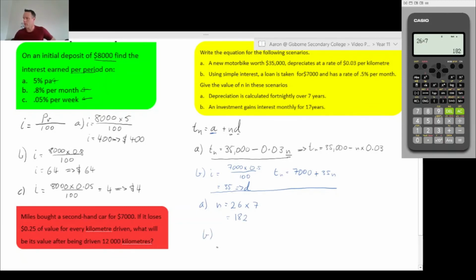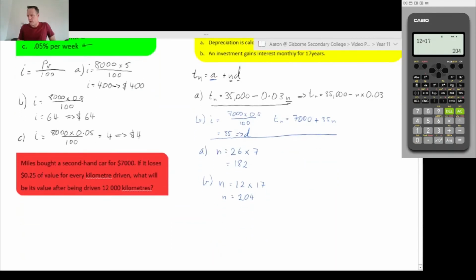Last one, part B, an investment gains interest monthly for 17 years. So for 17 years, we're asking ourselves how many months are there in a year? We say there's 12, and that's multiplied by 17. I say come over here because I've got my calculator on a different screen. And that is 204. All right, so that's placing those values into n.